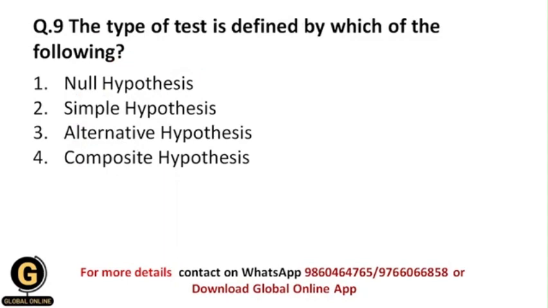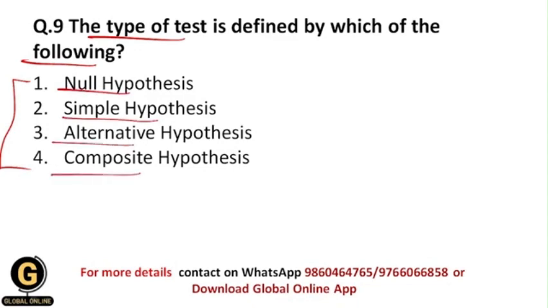The type of test is defined by which of the following? From which of the following hypothesis types is the type of test defined? Type of test means what kind of test you are going to do in your whole research process, as well as what kind of variables there will be and what kind of relationship between the variables there will be. Is it null hypothesis, simple hypothesis, alternative hypothesis or composite hypothesis?